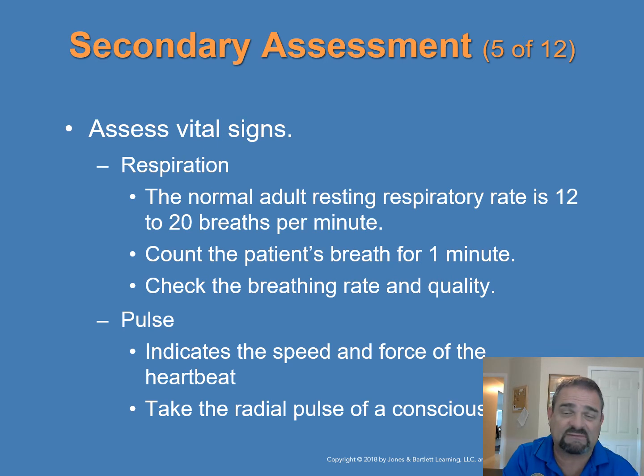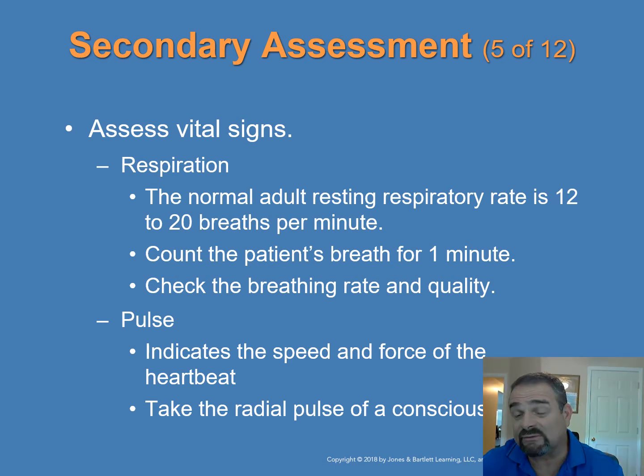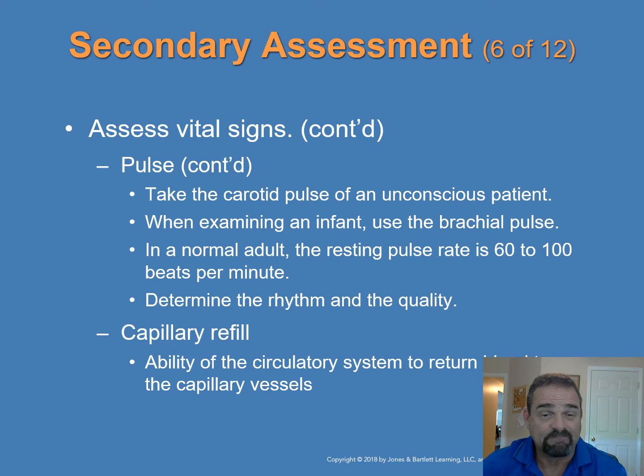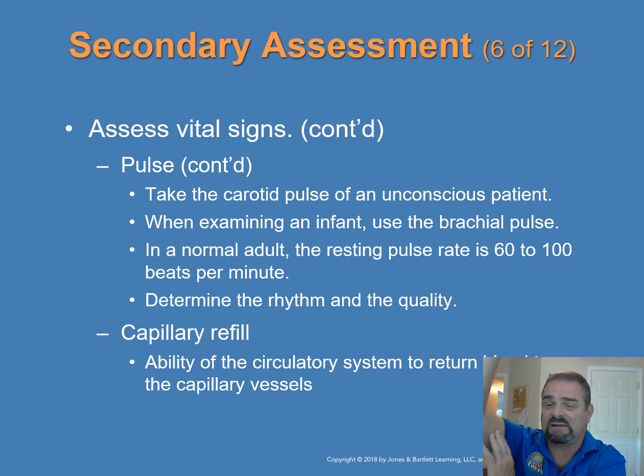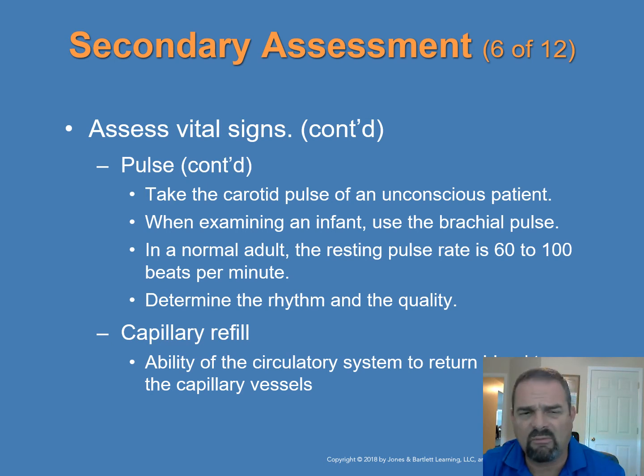Pulse indicates the speed and the force of the heartbeat. Take the radial pulse of all conscious patients, because if you have a radial pulse, you generally have a fairly decent blood pressure. So that's a good ballpark to be in. Take the carotid pulse of an unconscious patient. When examining an infant, you're going to use the brachial pulse. Remember that? That's the one right here in the arm. In a normal adult, the resting pulse rate is somewhere between 60 and 100 beats per minute. Determine the rate and quality.